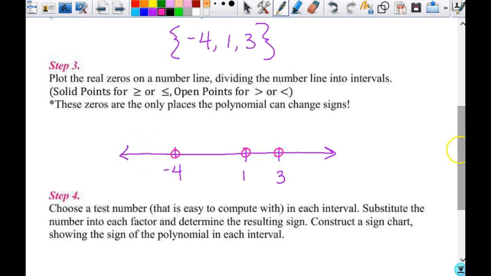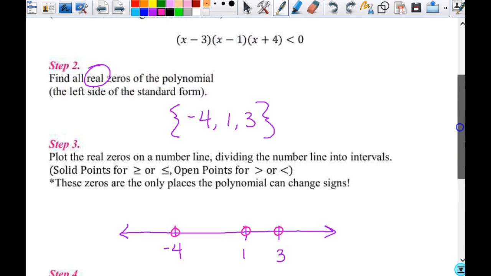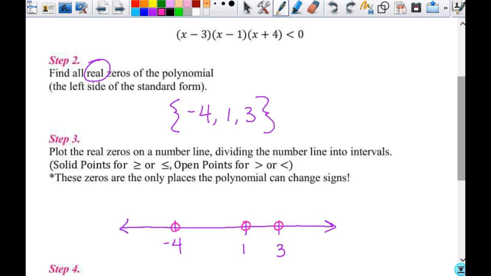So if I take -5 and plug it into here, right? -5 minus 3, is that going to be positive or negative? Negative, right? -5 minus 1 is still negative. -5 plus 4 is still negative. Whatever the numbers are, I'm going to have negative times negative times negative. Does that make sense? And if I multiply negative times negative times negative, what do I get? Negative. So in that part of the interval, it's negative. That's all I care about as a sign.